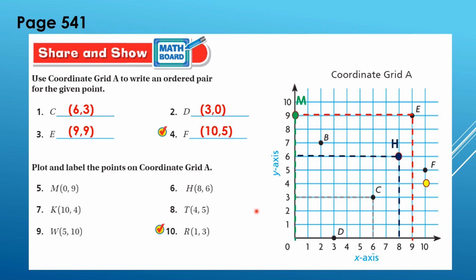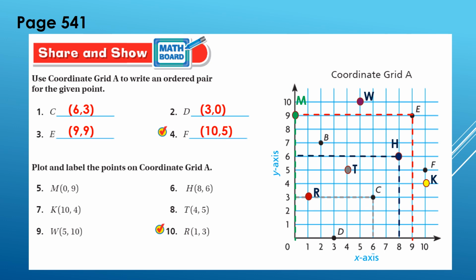Now, where's letter K? Okay, I'm starting with this one, 10, 4, perfect. This is K. Don't forget to label it. K, 10, 4. Now, number 8, T, 4, 5, perfect. And this is label T. And this is W, 5, 10. Perfect, 5, 10. Don't forget to write the label W. And the last one is R, 1, 3. Very good, 1, 3. And this is R.